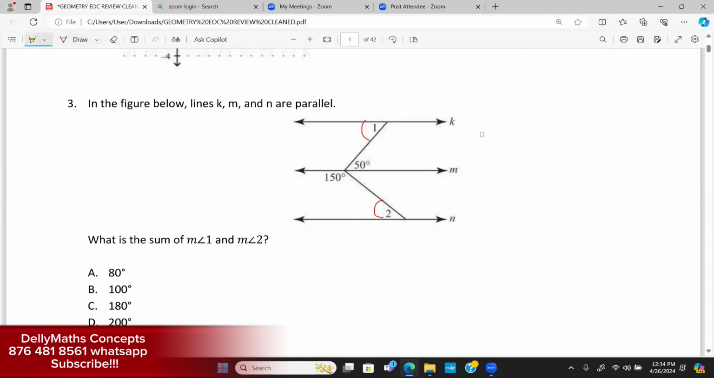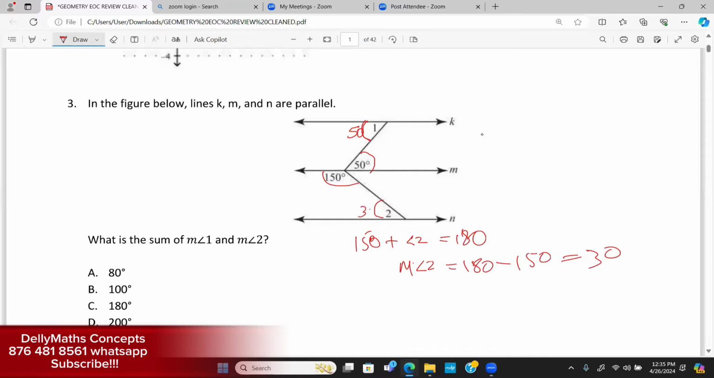So I'm going to zoom in on these 2 yellow lines that I put here, M and K. They are parallel lines. Angle 1 is alternate to angle 50, so that means this is 50 degrees right there. Also, if I utilize my interior same side, 150 and the measure of angle 2 will give us 180. So the measure of angle 2 is going to equal 180 minus 150, and that's going to give us 30.